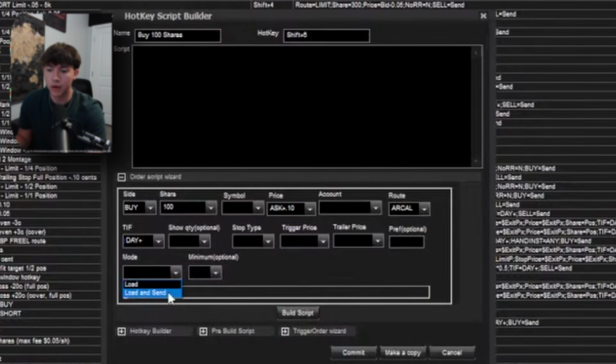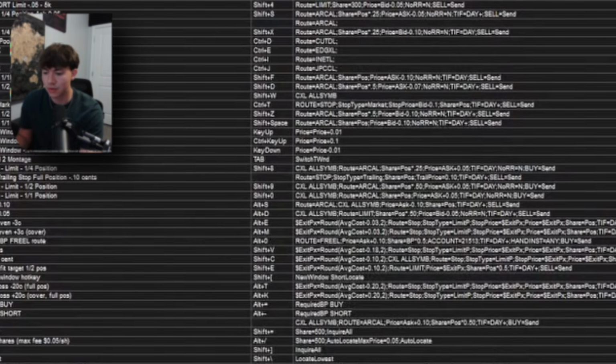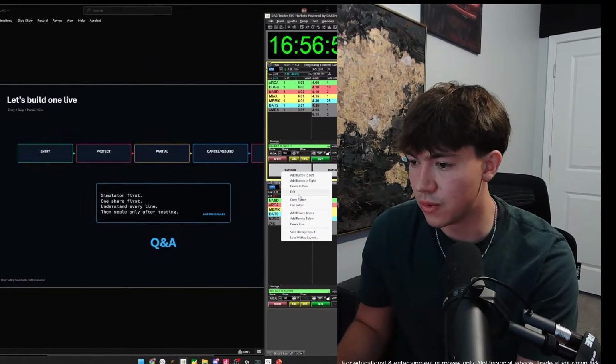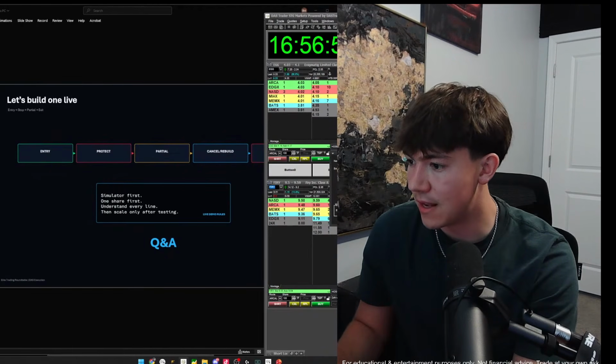For the mode, we want to do load and send. As soon as we press the hotkey, it'll automatically send to the market, fill, and then go from there. And for the minimum, we want to do any, all or nothing, or and hold. Let's just choose any. I typically only use that. Once you click build script, all you've got to do is copy and paste it into the hot button location here to the right. We'll go to edit, paste that script, do buy 100 shares, and that'll be ready to go.